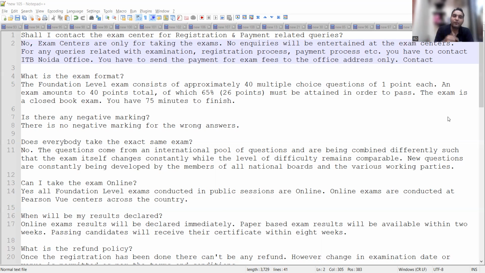Now before going to the next question, I think we already discussed, is there any negative marking? There is no negative marking, right? So we would also discuss whether this certification holds any importance or not.